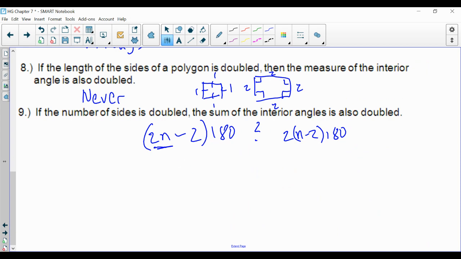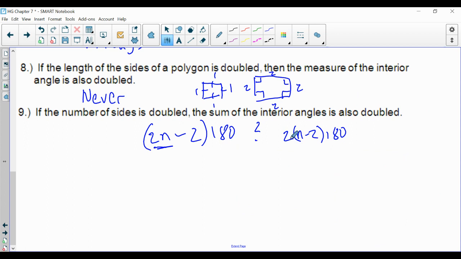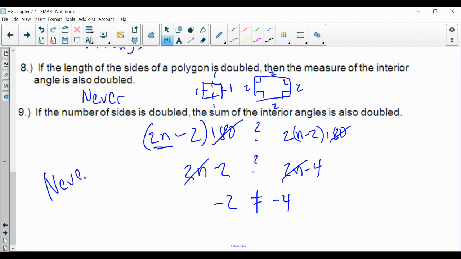So if you start solving this and doing some math, a really nice thing is to think of this like an equation. We don't know whether it's equal or not, but they're both being multiplied by 180, so we can just cancel that out, and you get 2n minus 4 and 2n minus 2. It ends up, again, the same thing on both sides. We would get negative 2 is equal to negative 4, but that's definitely not true. So this is never going to happen.